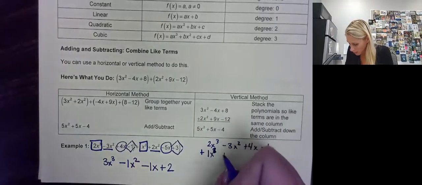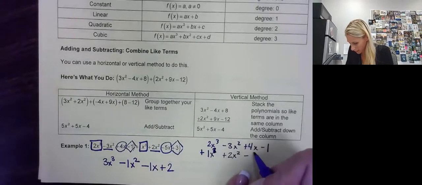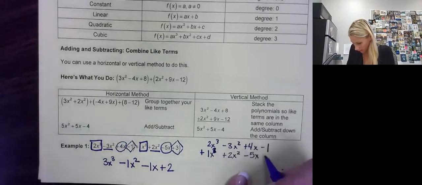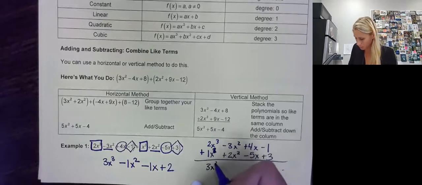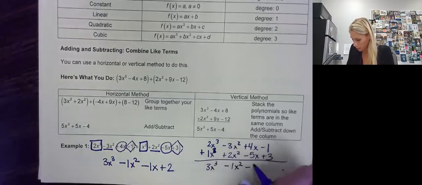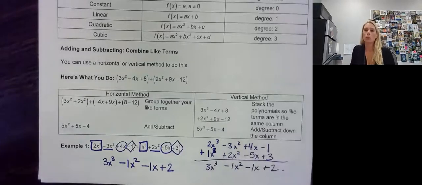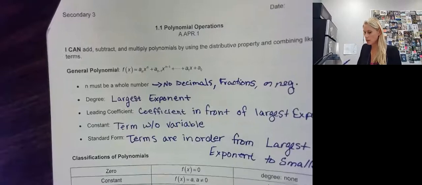Then I have this plus 2x squared minus 5x plus 3. And then as you can see, I can just go straight down. 3x cubed minus 1x squared minus 1x plus 2. So you get to choose which way you would like to do these. All right, let's go on to the next page.